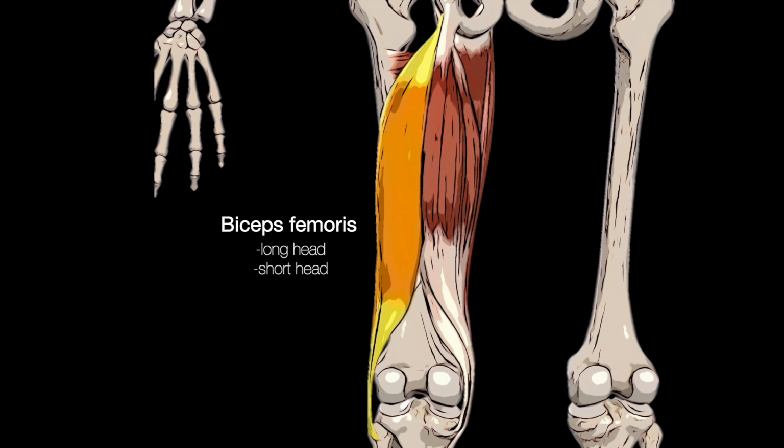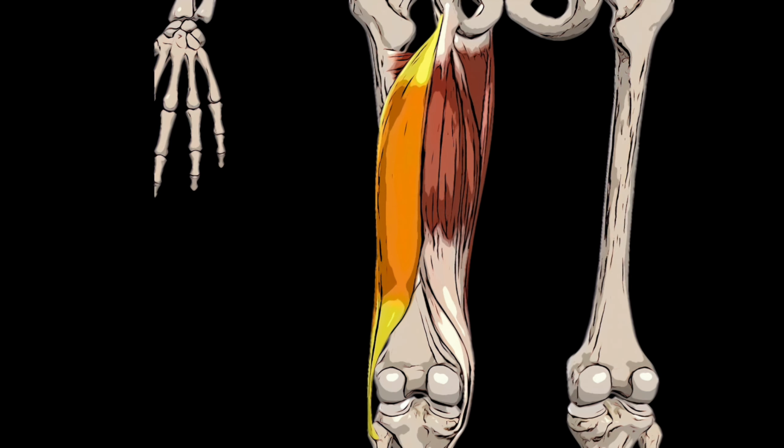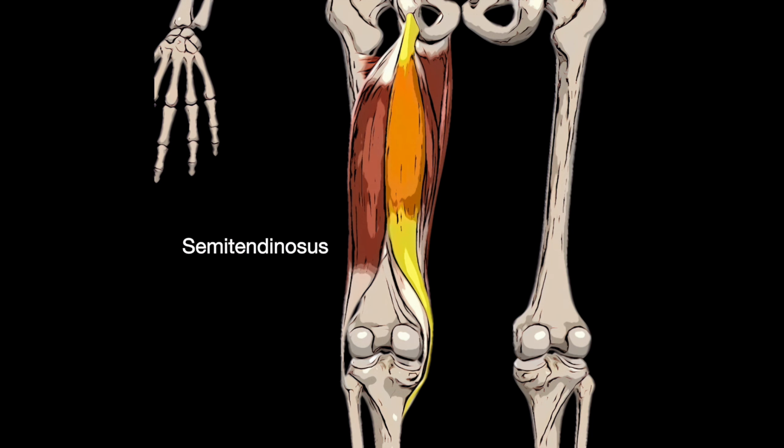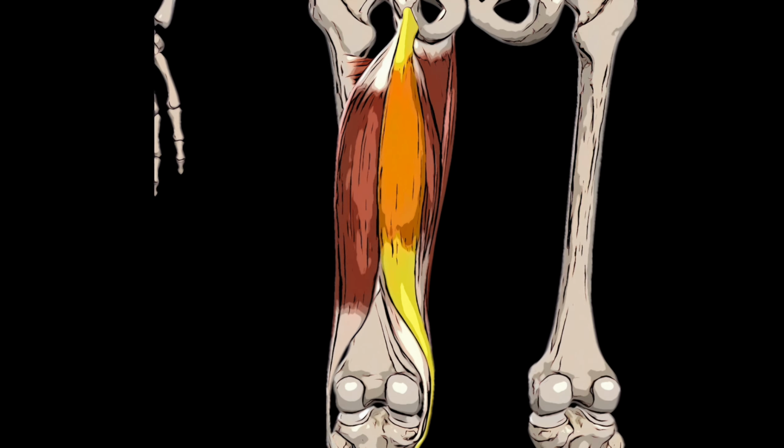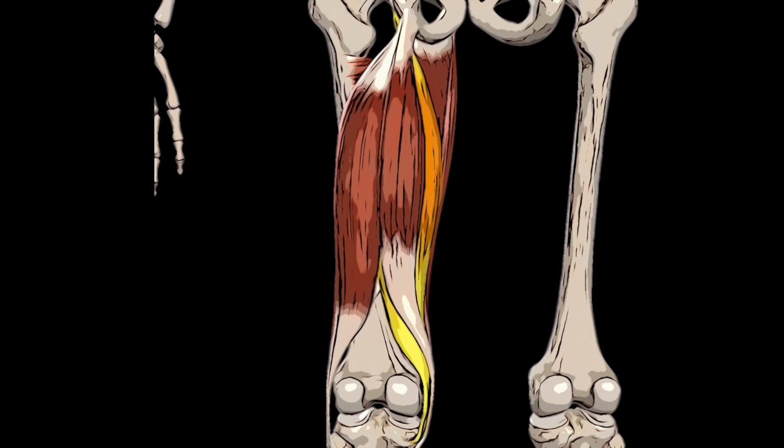For descriptive purposes, the biceps femoris muscle is divided into a long and a short head. The semitendinosus extends the thigh at the hip joint and flexes and internally rotates the knee joint. And then, the final muscle in the hamstring group, the semimembranosus, which, like the semitendinosus, extends the thigh at the hip joint and flexes and internally rotates the knee joint.